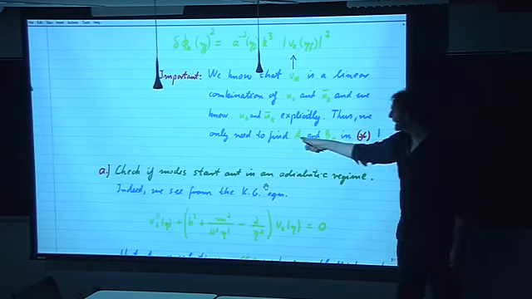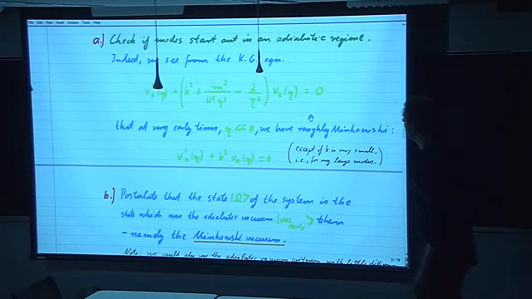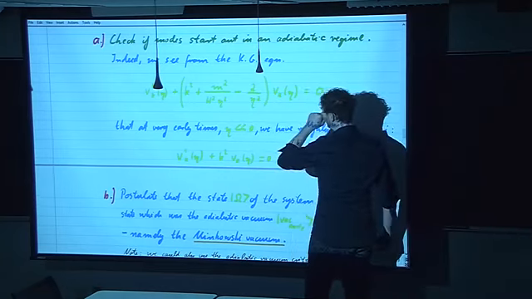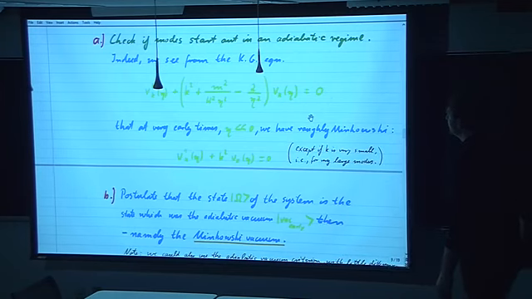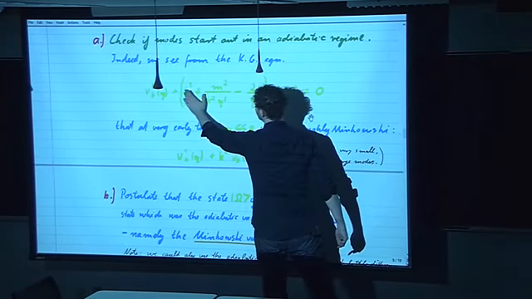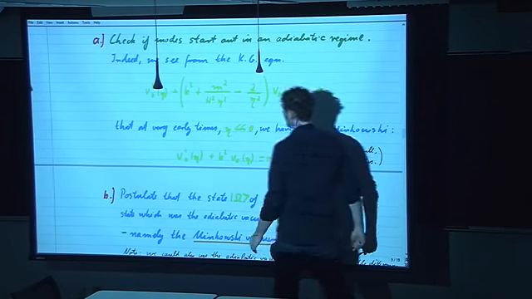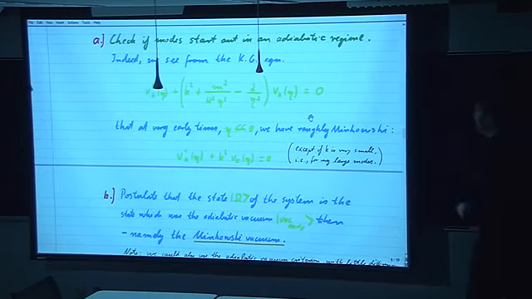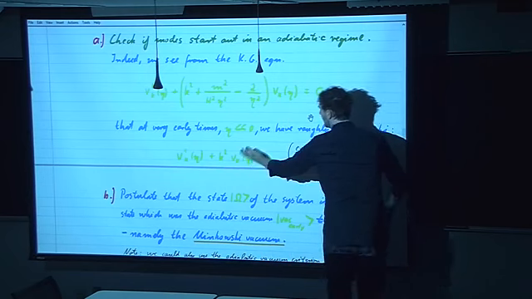So, point A of our strategy was: let us check if the modes start out in an adiabatic regime. Well, indeed, we see from the Klein-Gordon equation that at early times, the eta squared is going to be large. Those terms are going to be absent, or very, very small anyway. And the frequency is going to be pretty much constantly just k. So at early enough times, we basically have Minkowski space behavior: v double prime plus k squared v is equal to 0.